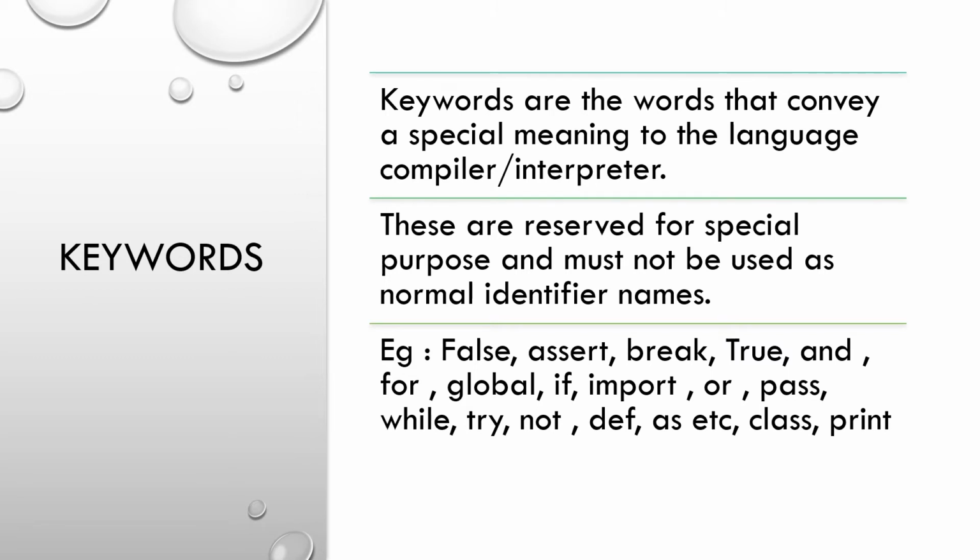Let's take a look at the keywords. Keywords are words that convey a special meaning to the language compiler or interpreter. Let's say there is a keyword called print in a program, or there is a conditional statement where you are going to use a condition like if age greater than 18 or if a equal to b. There are some words which are reserved to perform some actions for a given program. They are called keywords. These are reserved for special purpose and must not be used as normal identifier names.